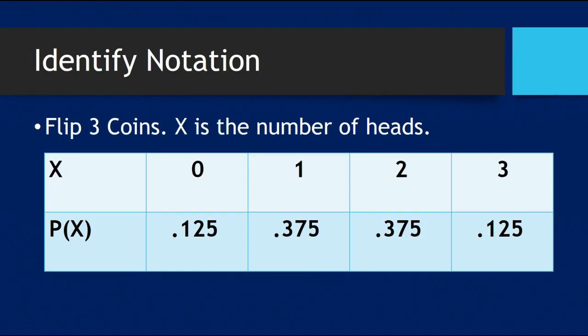And the probability of failure would also be 0.5, or 1/2. So that's the notation for flipping 3. And when we've identified the notation, what we're really meaning is the n, the p, and the q. So n is equal to 3, p is 0.5, q is 0.5.